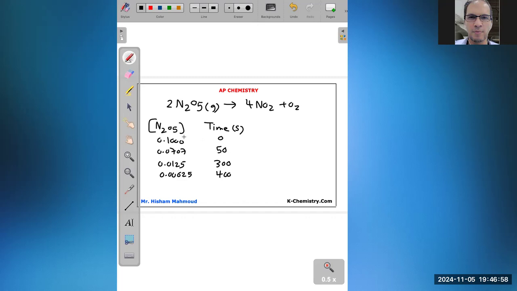So when I make the calculations, I found that the rate is equal to the change in concentration divided by the change in time, and I found that it is first order. How did you find it is first order? Every time I change the concentration, the rate of the reaction follows in a certain way, so I find it is first order.